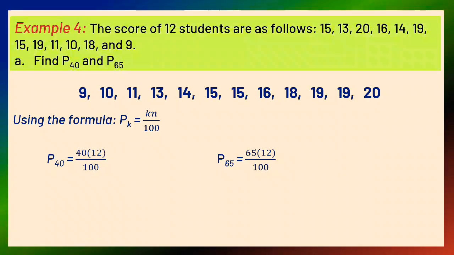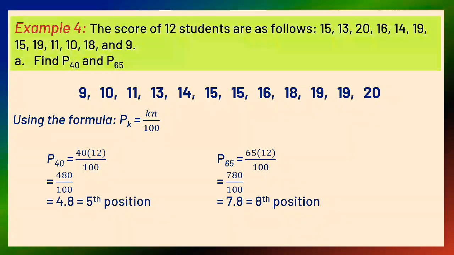Of course, we are going to substitute the value of the 40th percentile as well as the 65th percentile based on the problem. So for the 40th percentile, we have 40 times 12 all over 100. And for the 65th percentile, we have 65 times 12 all over 100. Okay, so we have 480 all over 100. And for the 65th, we have 780 all over 100. So what we have found out for the 40th percentile, that is equal to 4.8.